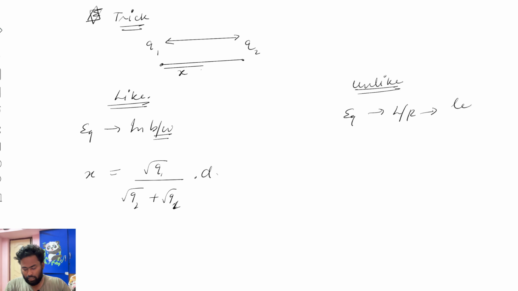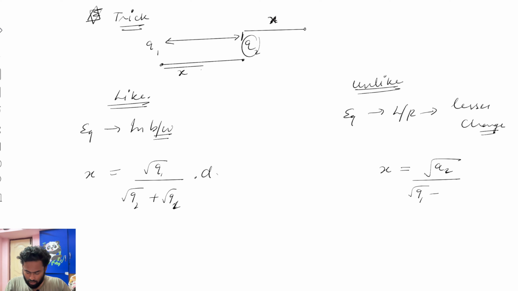Okay. If they are unlike charges, positive, negative, unlike charges, then equilibrium point will be either left or right and closer to the lesser charge. So suppose you are talking in that case, x, you will take either left or right. Let's say q2 is less, so x distance you will take from the q2. So x will be given by root q2 upon root q1 minus root q2, into d.